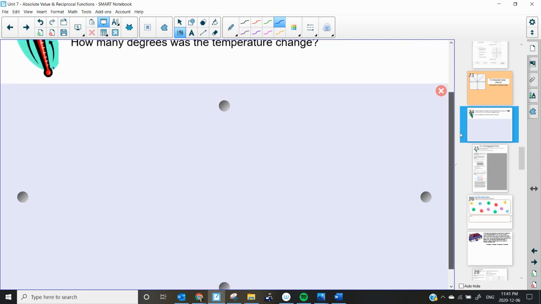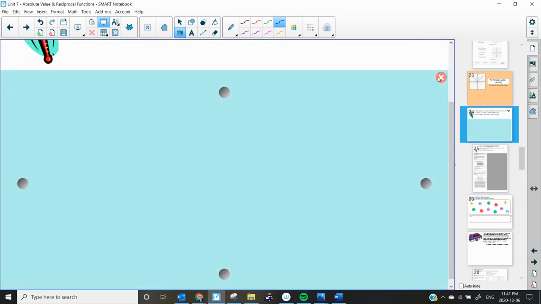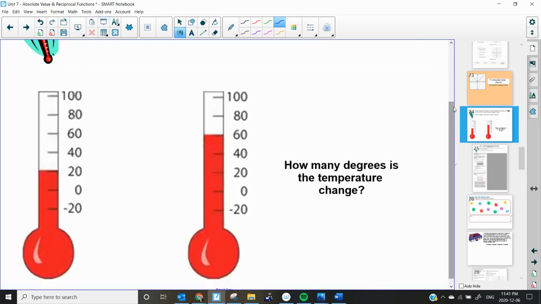And another question I have for you here. How many degrees is the temperature change? I'll help you out a little bit here. Our temperature is at 20 degrees here, and then it's moved to 60 degrees here. So the question is, how many degrees is the temperature change?